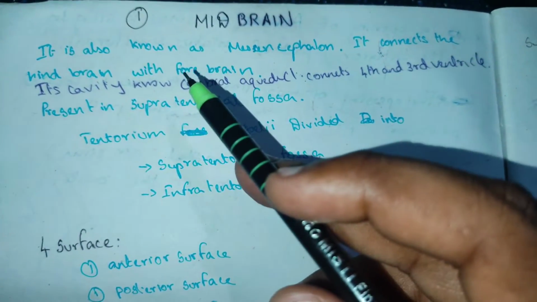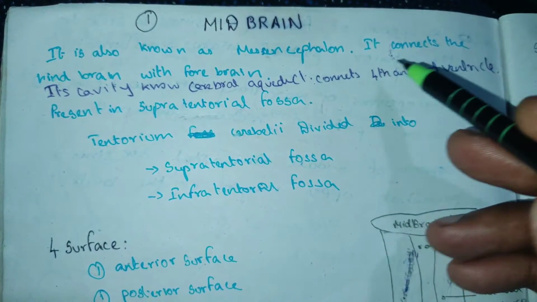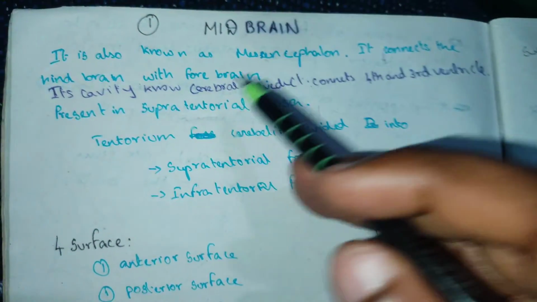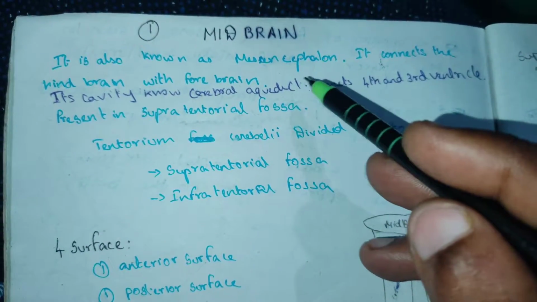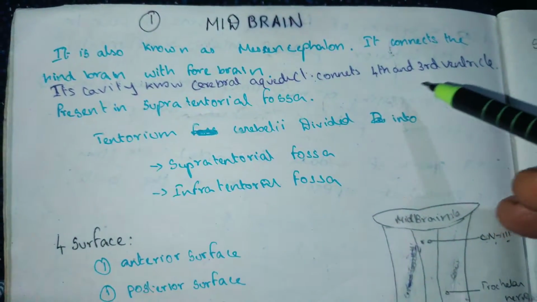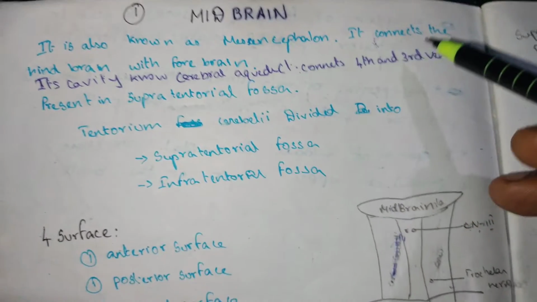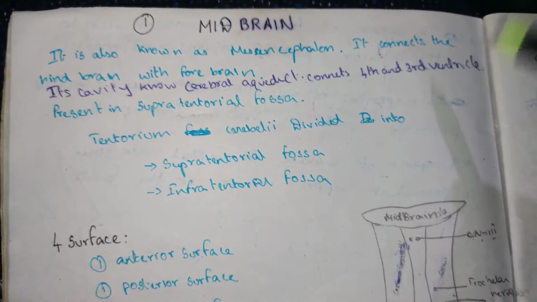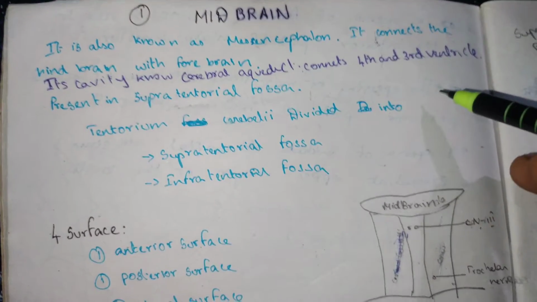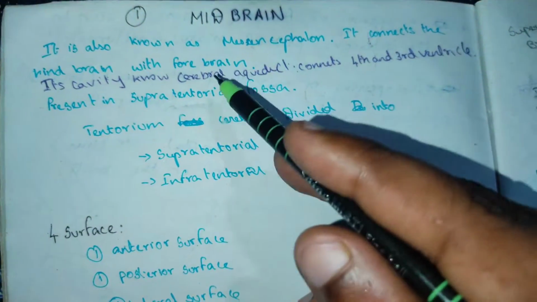The midbrain is also known as the mesencephalon. It connects the hindbrain and forebrain. The cavity, known as the cerebral aqueduct, connects the third ventricle and the fourth ventricle, and it is present in the midbrain.